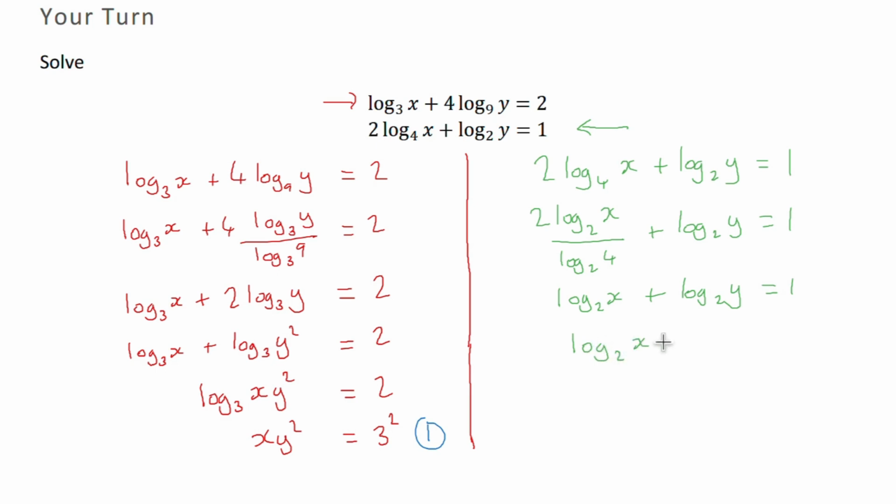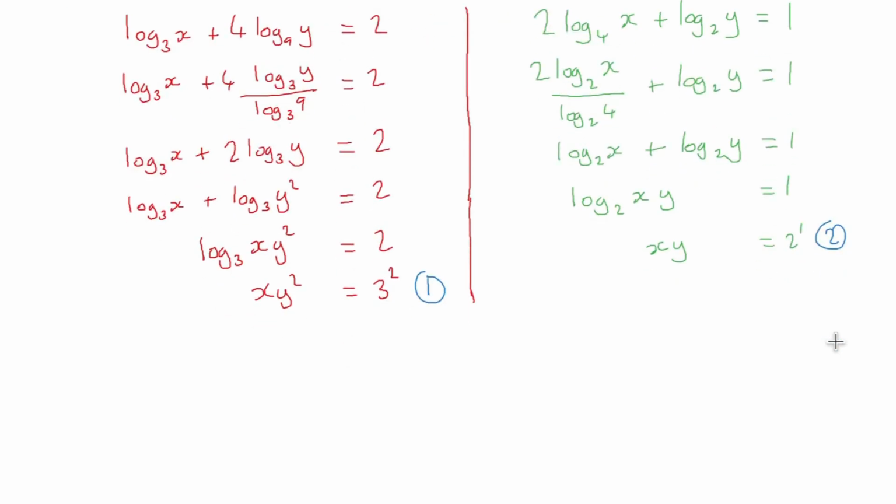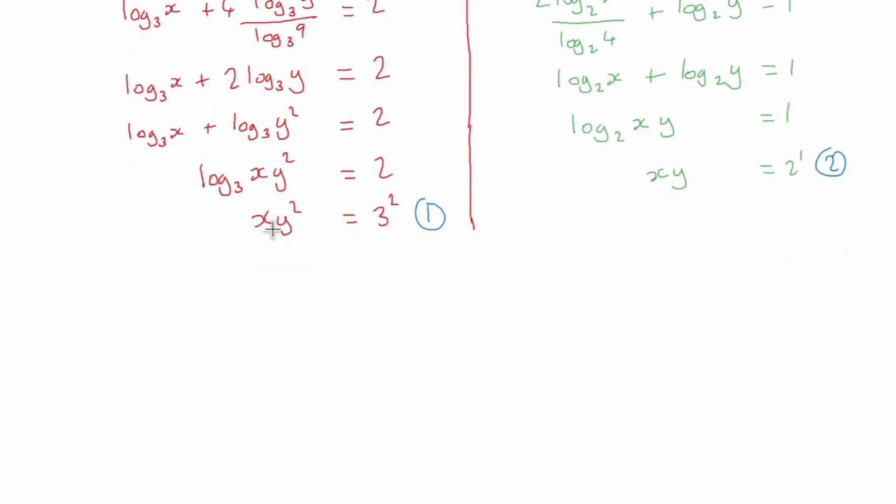Combine those two logs, so log base 2 of xy is equal to 1, which means xy is equal to 2 to the power of 1. And that is going to be our second equation. Now we have two equations in x and y. xy squared is equal to 9 and xy is equal to 2.